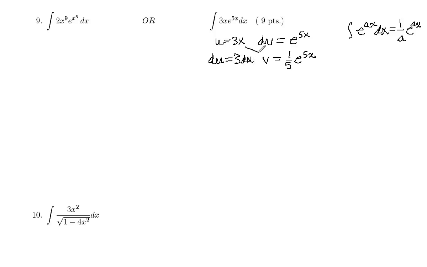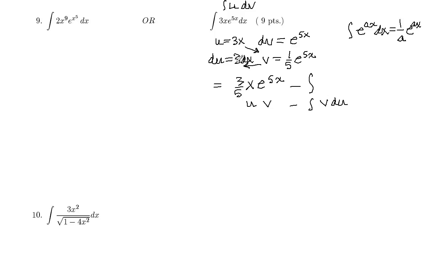And then remember, we do uv minus the integral of v du. So it's diagonal and to the left. So this integral here is going to be equal to uv. So that's going to be 3x times 1/5 e to the 5x. So that's going to be 3/5 x e to the 5x, if you'll let me simplify that in the same step, minus the integral of v du. So this is my uv minus integral v du, and this is my integral of u dv.